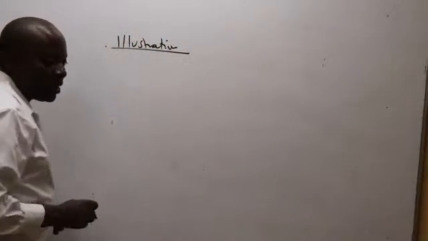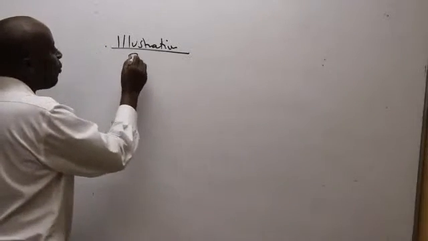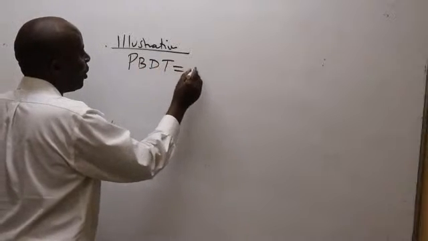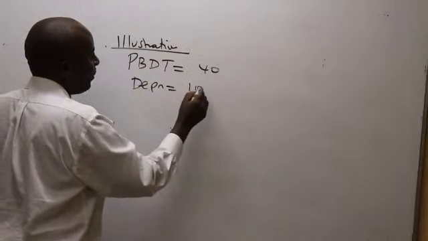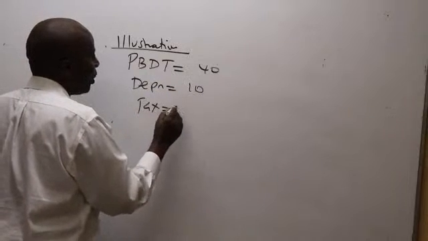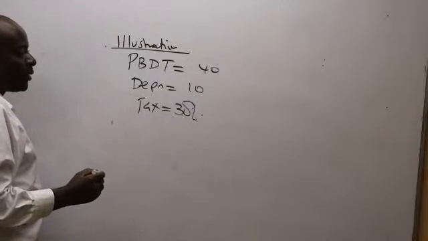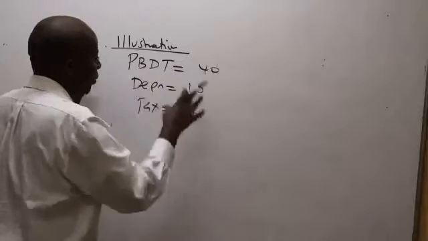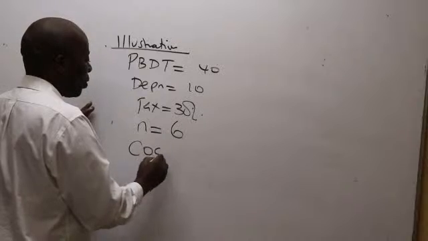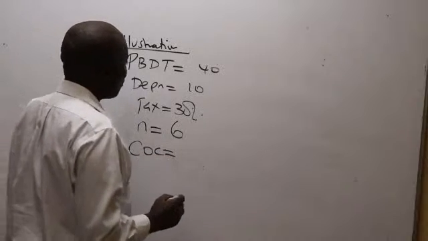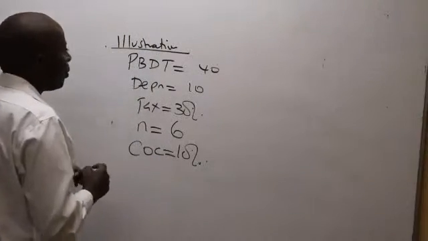We have our friend here called Wycliffe. So Wycliffe has a profit before depreciation and tax of 40 million. And then he has a depreciation expense of 10 million. And then we have tax of 30%. All right. And then, ladies and gentlemen, he expects to get all these in how many years? Say in 6 years. The cost of capital being used here is still 10%.